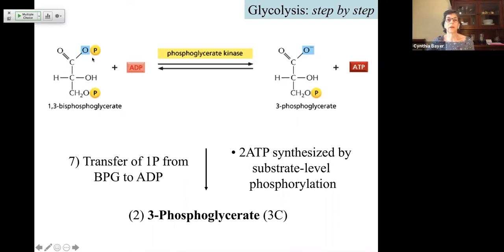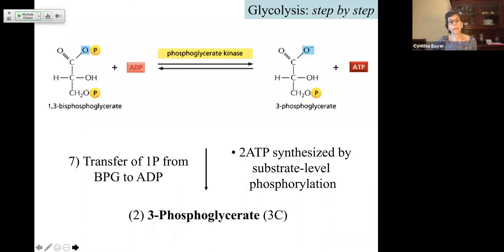So we're transferring a phosphate from this substrate, 1,3-bisphosphoglycerate, to ADP, which is what we call a substrate level phosphorylation, which results in the generation of ATP. And again, this happened twice. So now we've already recouped the 2 molecules of ATP that were consumed in the earlier steps of glycolysis. And we end up with a molecule that we call 3-phosphoglycerate. Right? Only carbon 3 remains phosphorylated.